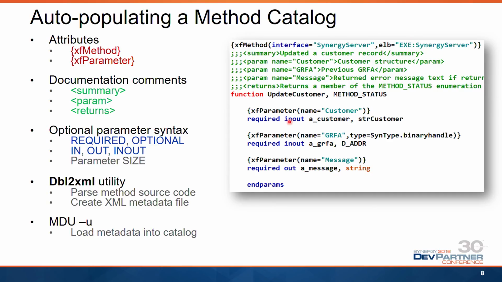We've also got some other attributes at the parameter level that are just providing additional information. You know, this parameter says it's a memory handle, but we're saying, actually, let's call it grfa, and it is a binary handle. So we're providing additional information over and above what the syntax of the language is able to specify. That's what those attributes are all about. And once you've attributed a piece of code, once you've added those attributes to the code, you can then use the DBL2XML utility and then use the MDU-U option, and hey presto, your catalog gets created and loaded up. So you can obviously add those tools to your build script and no more need to maintain the catalog anymore.